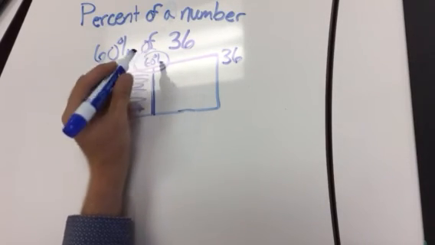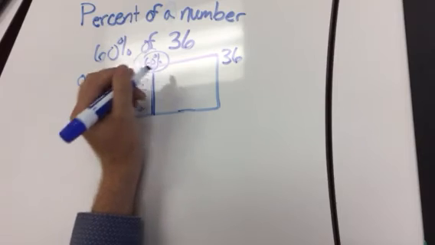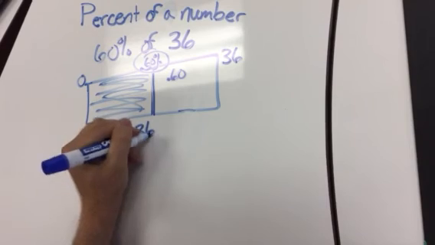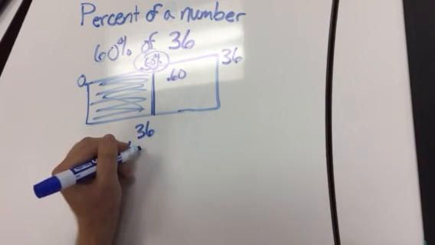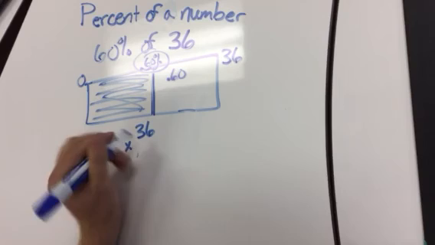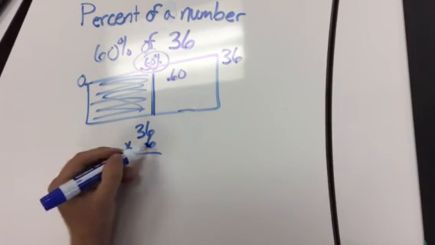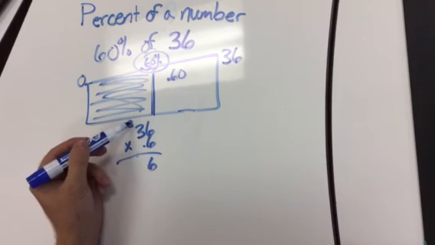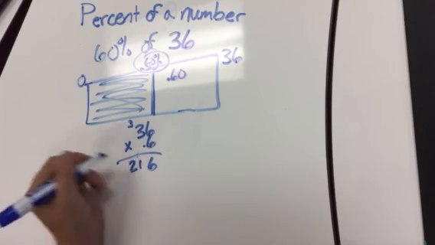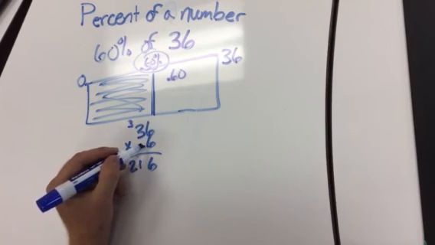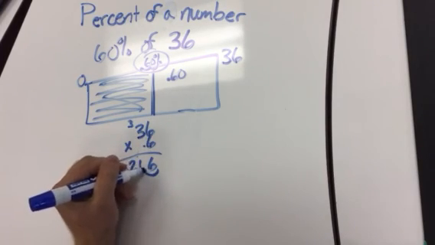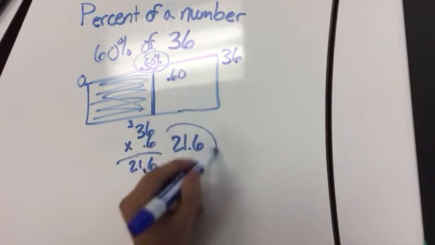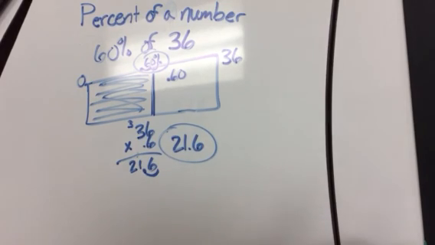We change this into a decimal by moving it to the left twice, 0.60, and then you multiply. 36 times 0.60. I'm just going to do 0.6. 6 times 6 is 36. 6 times 3 is 18. Plus 3 is 21. I have one number to the right of my decimal, so I'll move it over one time. 60% of 36 is 21.6. All right, that's how you work those problems.